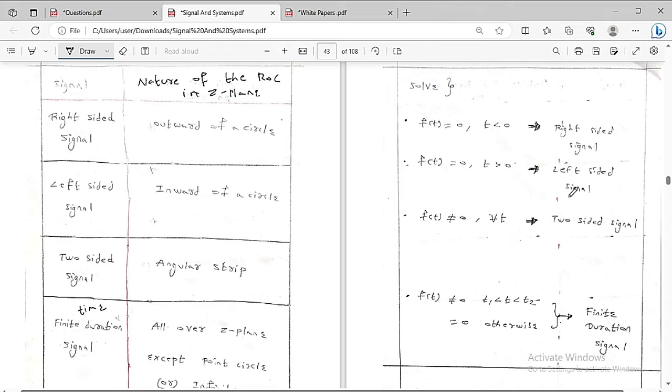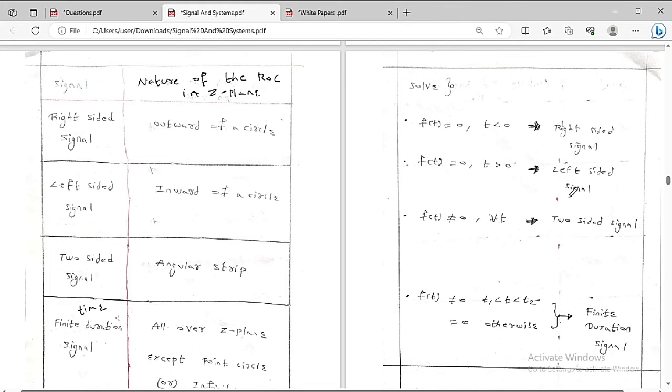Let me tell you the meaning of right-sided signal, left-sided signal, two-sided signal and finite time duration signal. If f of t is equal to 0 for t less than 0, then we say it is a right-sided signal. If f of t is equal to 0 for t greater than 0, then it is a left-sided signal. If f of t is not equal to 0 for all values of t, then it is a two-sided signal. If f of t is not equal to 0 only for a certain duration from t1 to t2 and is 0 otherwise, then it is a finite time duration signal.